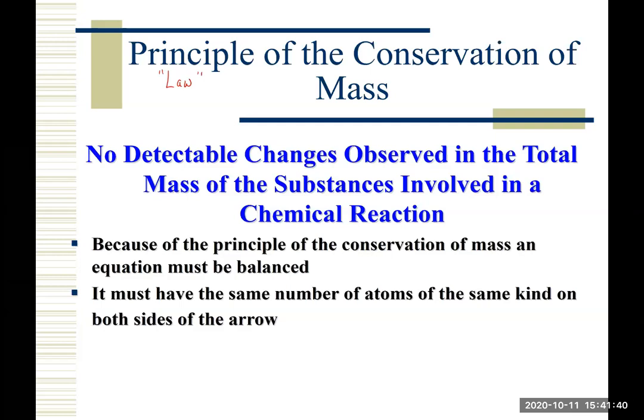Remember, we have the same number of atoms of the same kind on each side of the arrow because all carbons have the same atomic mass units, all hydrogen atoms have the same atomic mass units, all sodium atoms have the same atomic mass units, and we could go through the entire periodic table making this argument.